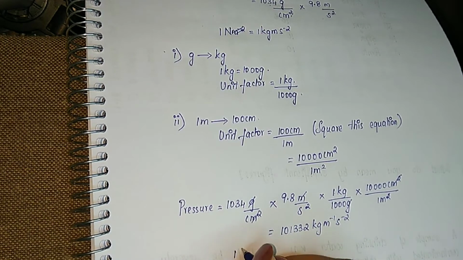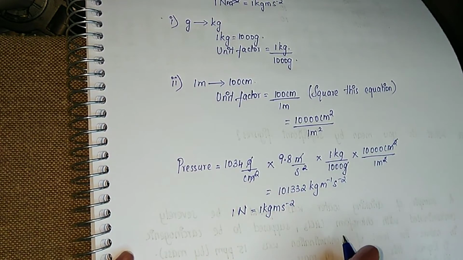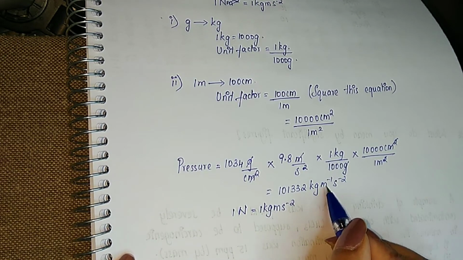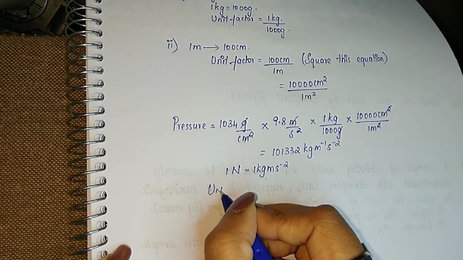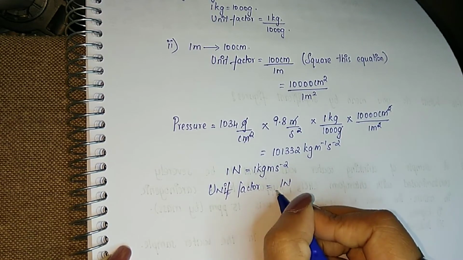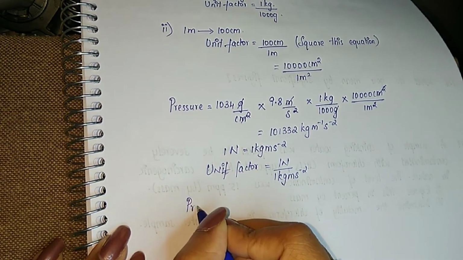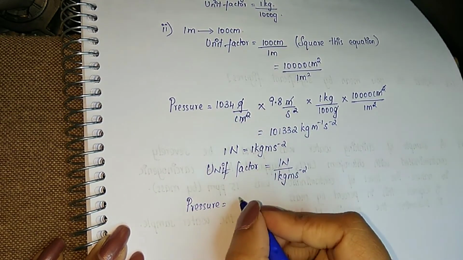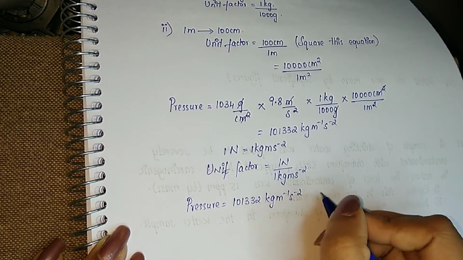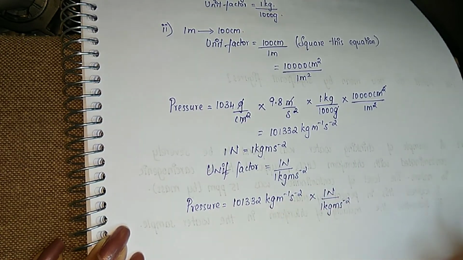Now, 1 Newton is equal to 1 kg meter seconds to the power minus 2. Our value with the SI unit has to be the same as this, but it is not the same because we have meter inverse here. So again, we need to apply a unit factor. For this, the unit factor is 1 Newton by 1 kg meter second square. Now when we put this in the pressure formula, pressure is equal to the value that you calculated, 101,332 kilogram meter to the power minus 1 seconds to the power minus 2, into this entire factor, 1 Newton by 1 kilogram meter seconds to the power minus 2.